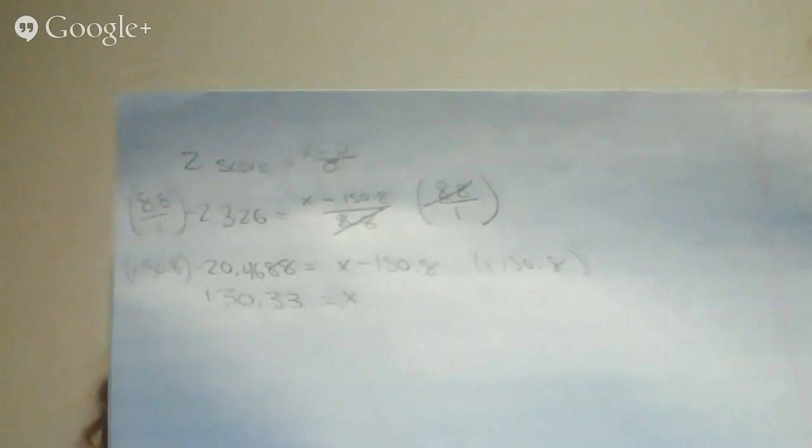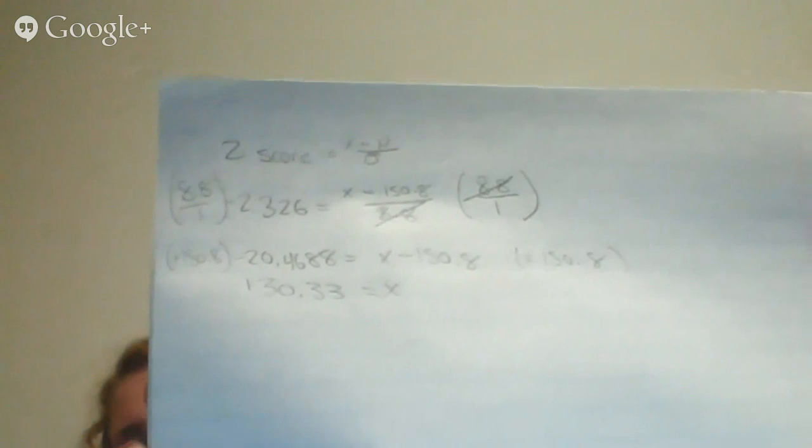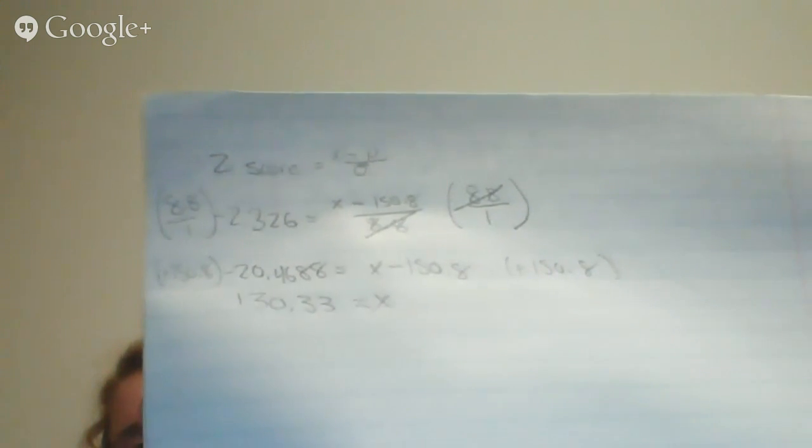Okay. So I multiplied both sides by 8.8 to get rid of that on the bottom. And then I just added 150.8. Yeah, you had to get x off of that fraction. Out of that fraction. Got it.